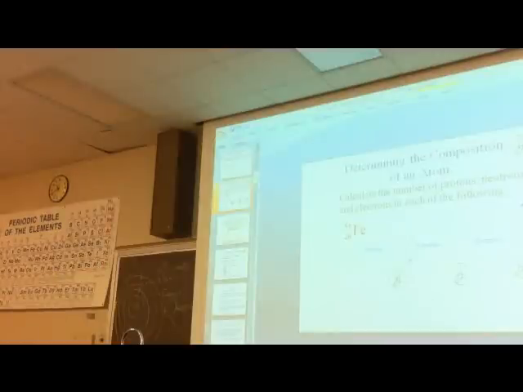How many protons in this isotope of iron? 26 protons. How many neutrons? 9. Agree. And how many electrons? 26. And a whole lot of you did get that right. Okay. Isotopes we talked about.